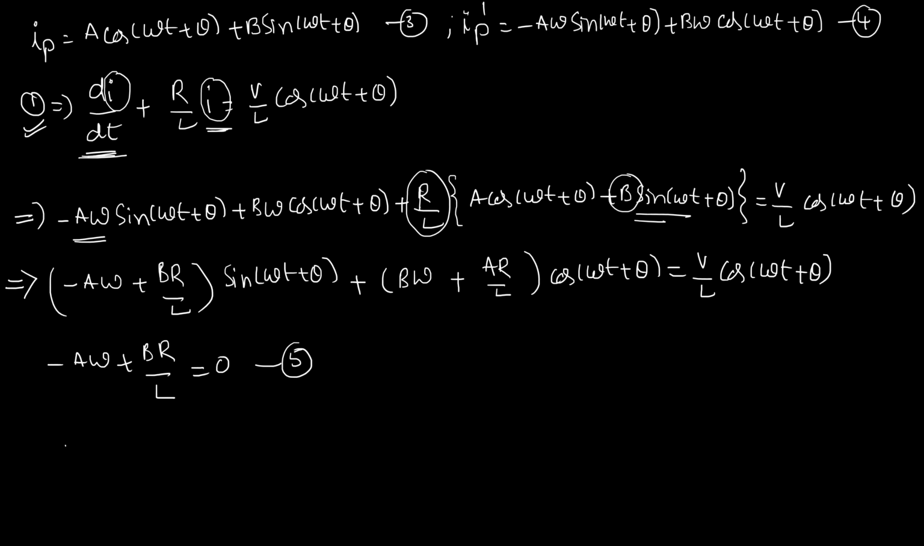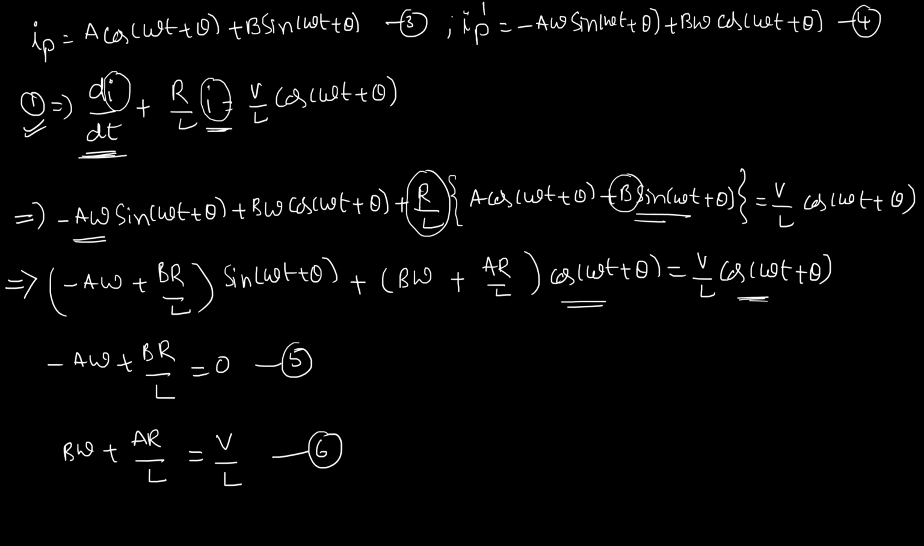Now Bω + AR/L is the cos coefficient, and the other side also has a cos coefficient. So by simple comparison, it should be equal to V/L. Call it equation 6. Now we want to solve 5 and 6 to get the expressions for A and B. This is very easy. Whatever methodology you are comfortable with, you can use to solve.